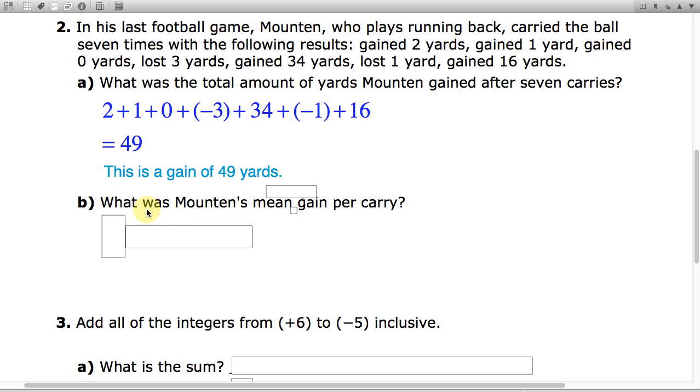The next question is asking what was Mountain's mean. Just so you know, mean is the same as average. So the average gain per carry. You'd take the total yards, 49, and divide it by how many carries there were, 7. That gives you the average number of yards per carry, which is 7 yards per carry.